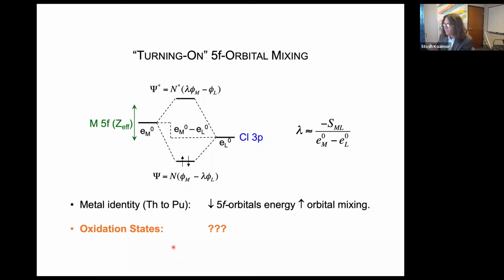So what I've tried to show you is that you can rationalize whether you're getting covalent d orbital mixing or covalent f orbital mixing by thinking about this equation. And what we're seeing is for the 5f's, as you move across the series, you're pulling the energy of the metal valence orbitals down, and that's providing energy matching, energy degeneracy, and that's turning on orbital mixing.